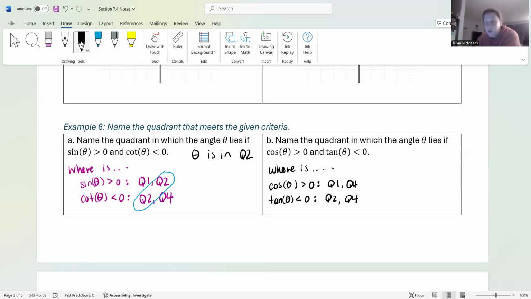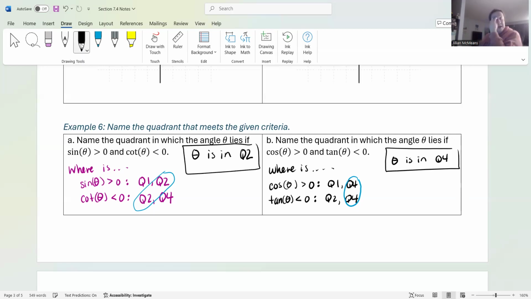Okay, so where do we have overlap? Well, we have overlap now in quadrant 4. So quadrant 4 is where cosine is positive and tangent is negative. So we would say theta is in quadrant 4. Okay, and that is going to be important. You're going to see a couple of examples where we get criteria for an angle and we have to know the sign of the angle or the sign of the trig functions in that particular quadrant.